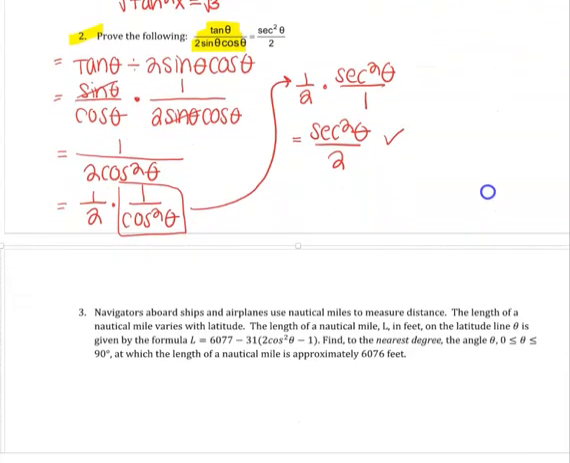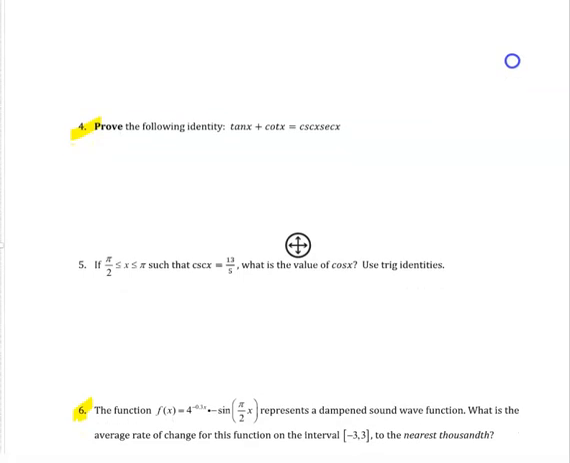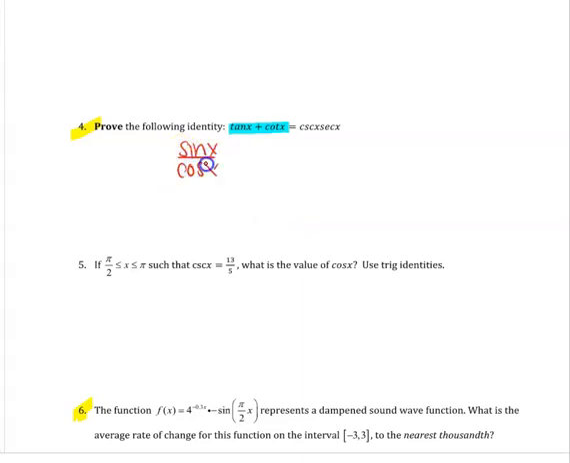Okay. All right. Moving on to number 4. Another proof. Again, start on the more complex side. Typically, that's something where you have to do some addition or whatever. So I'm looking at this side right here. My first thought is, again, let's deal with those sines and cosines. I know tangent is sine of x over cos of x. I know cotangent is then the reciprocal of that.